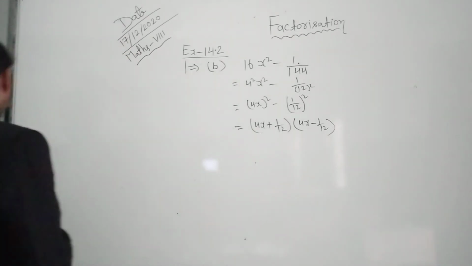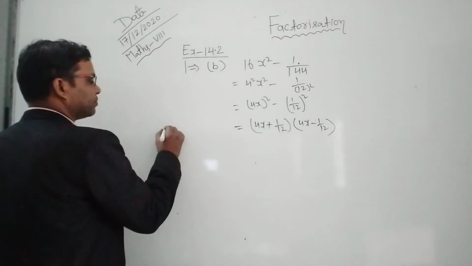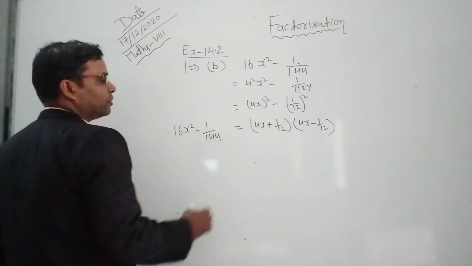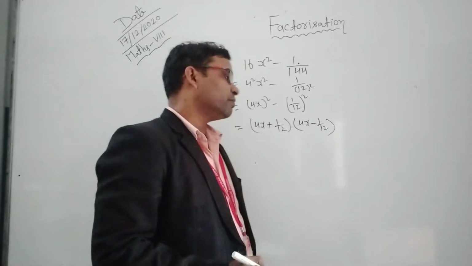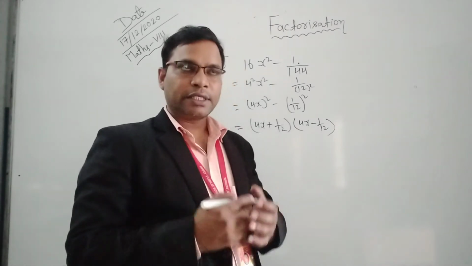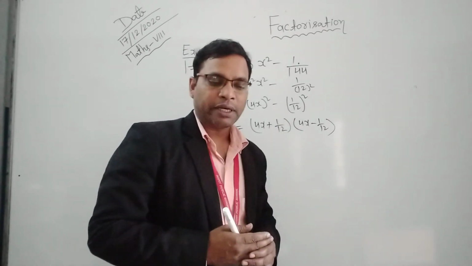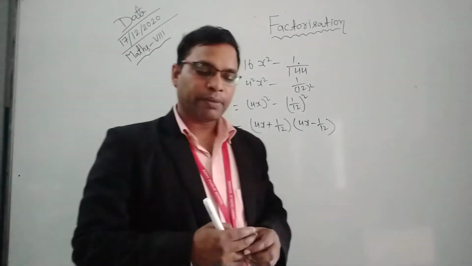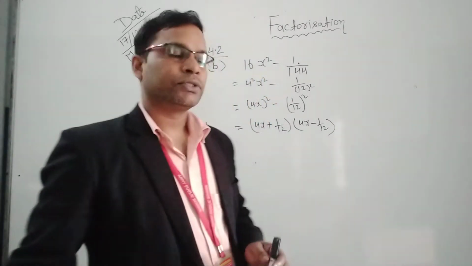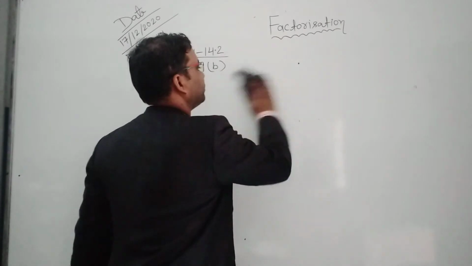Now we are going to discuss the third part of question number 1. What is the third part of question number 1? At last you can write here, therefore 16x square minus 144 is equal to (4x plus 1/12) (4x minus 1/12). This is clear. Now, using the same identities, we can also solve the third part of this question number 1. The third part is 9 by 16 minus 25 a square b square. You need to find its factorization. So let's see how to find the factorization of part C of question number 1.